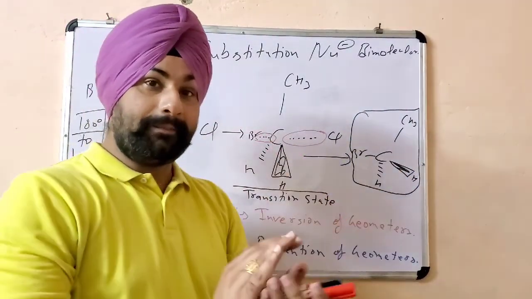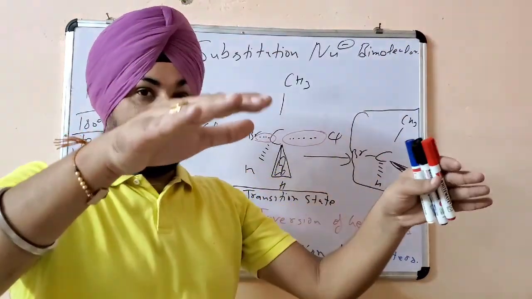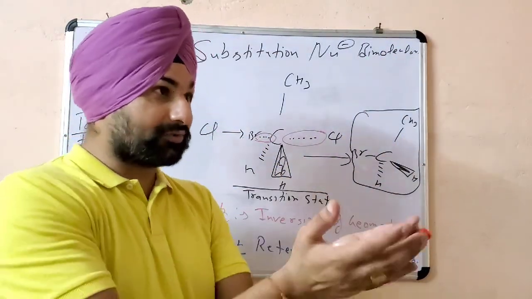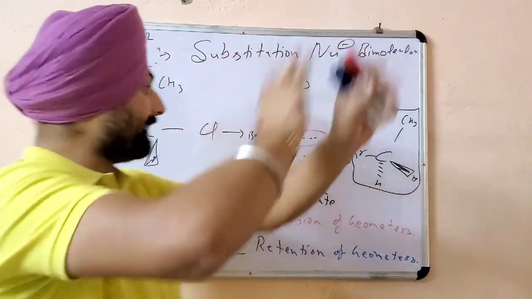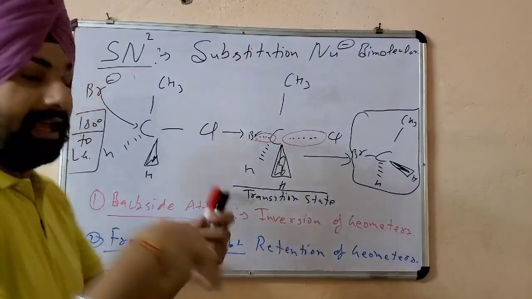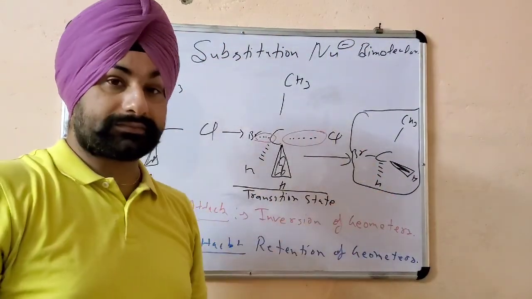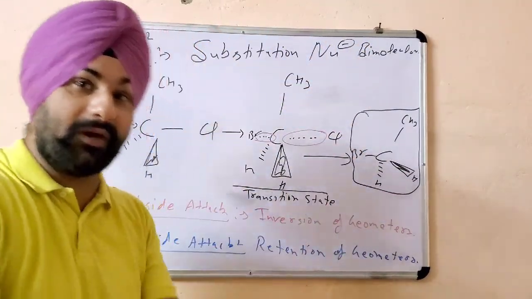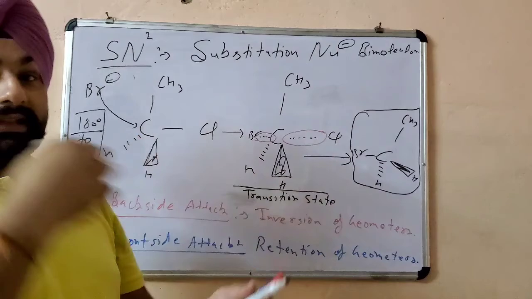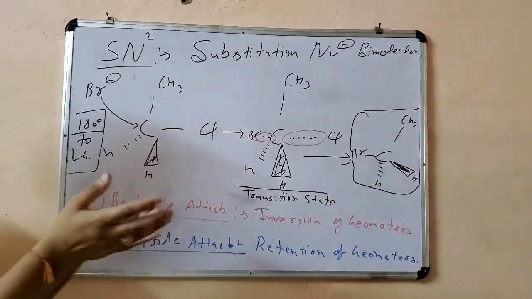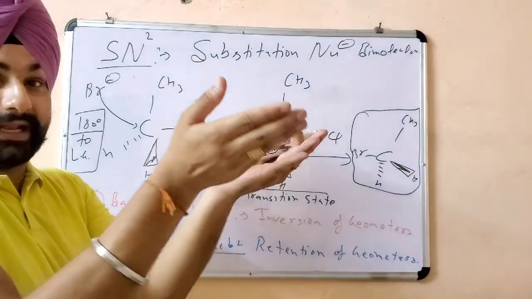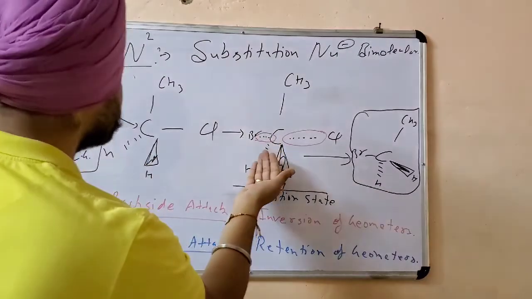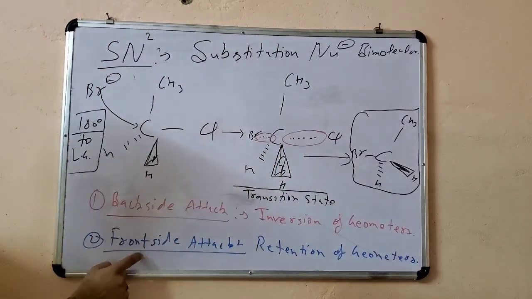In a simple way, if we have an umbrella and there is a big blow of air from the downside, it will go to the inverted side, right? That is the inversion of geometry. If the umbrella is already inverted and there is again a big blow of air, then it will not go anywhere. That big blow of air will keep the inverted umbrella as inverted. So that is your backside attack and front side attack, right?